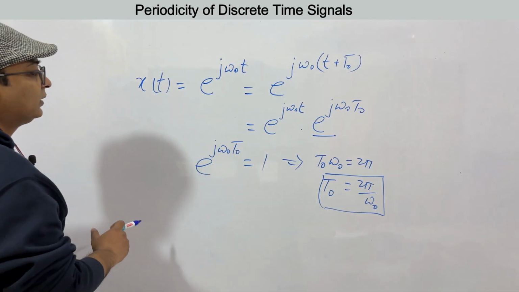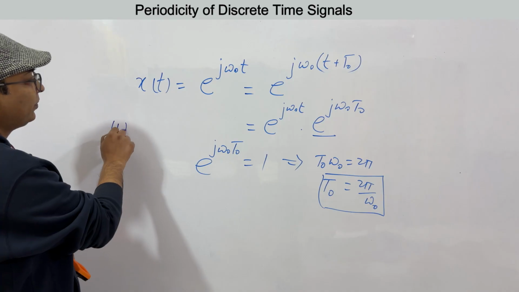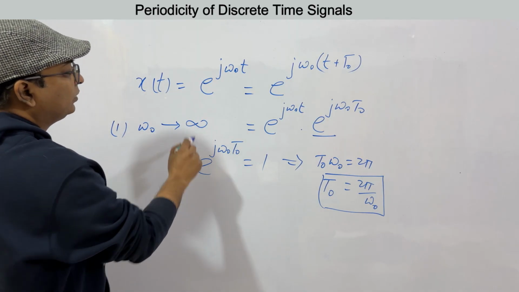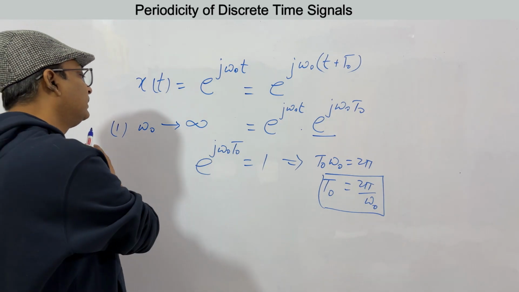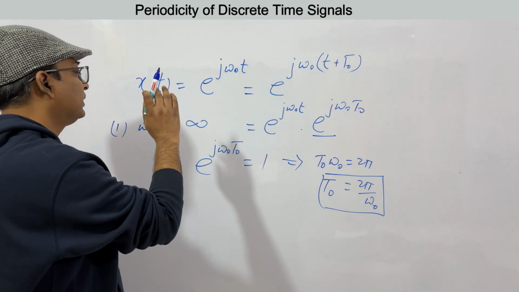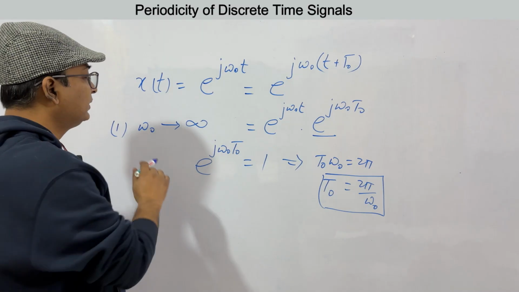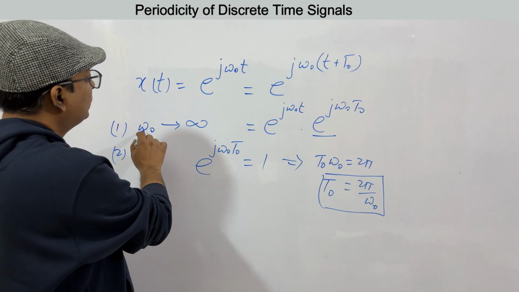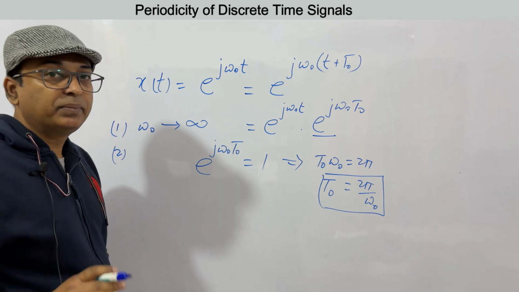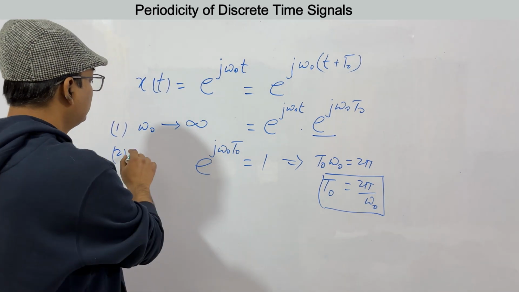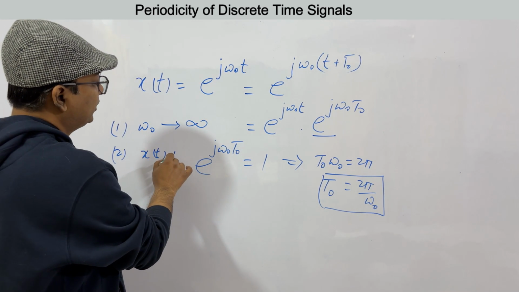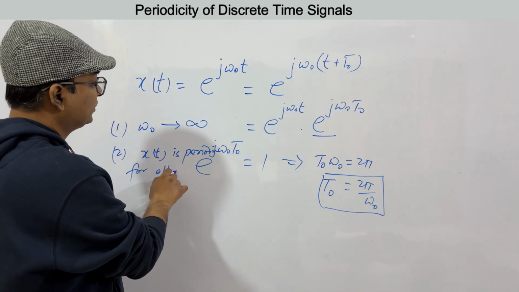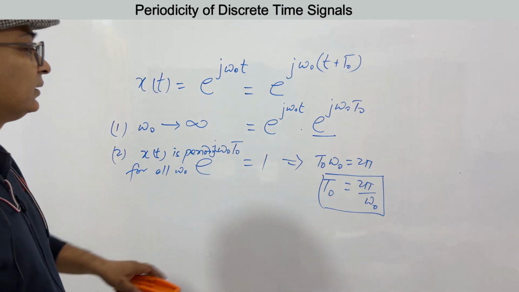So there are 2 important things to understand from here. First is that omega 0 can go up to infinity. That is, you keep increasing omega 0 and your rate of oscillation keeps on increasing. And second is that for every value of omega 0, the signal is periodic. Clear? So the signal is periodic for all omega 0. So these are the 2 things that we understand from here.